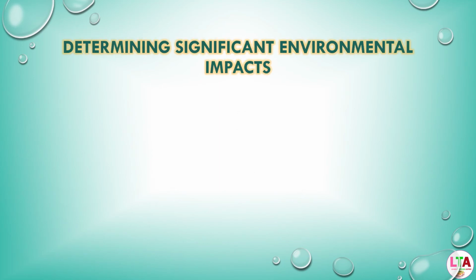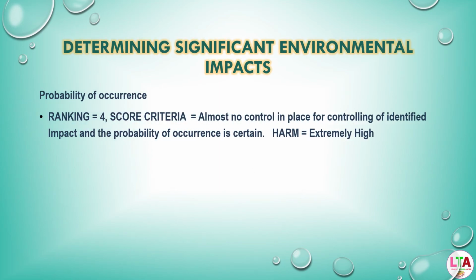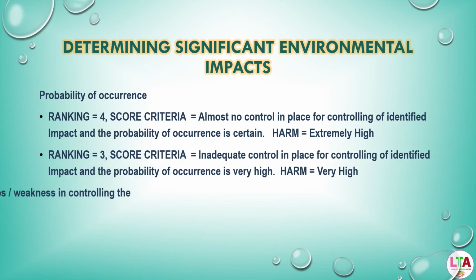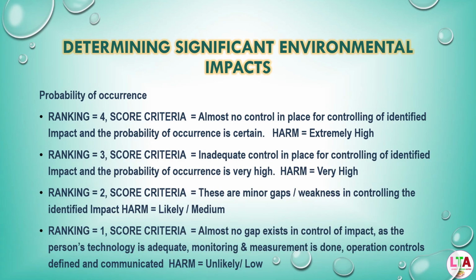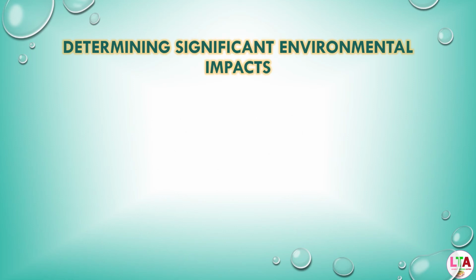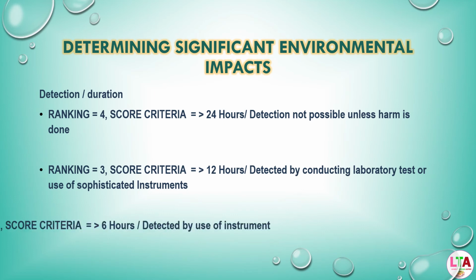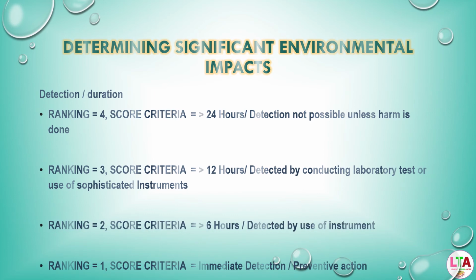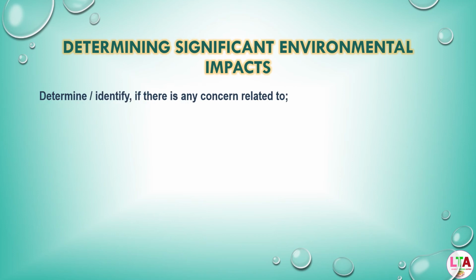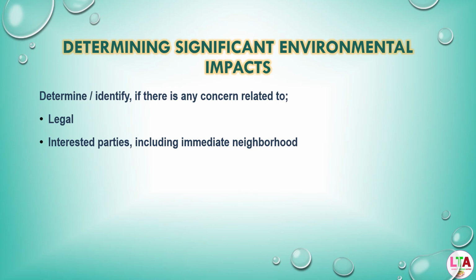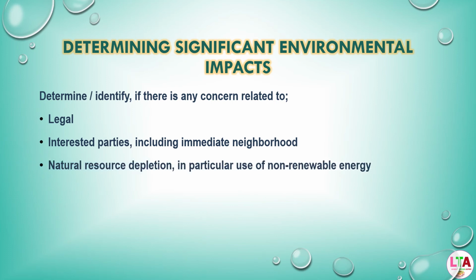The third thing we need to do is identify the probability of occurrence. Based on the probability of occurrence, we need to give the ranking from 4 to 1. We need to determine the detection or duration, and in the same way, the ranking from 4 to 1. After determining the significant aspects rating, we also need to consider the legal requirements, interested parties' requirements including the immediate neighborhood, and natural resources depletion, which is particularly for non-renewable energies.